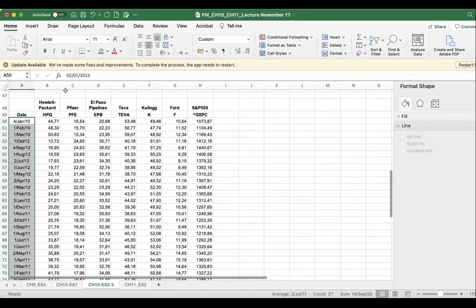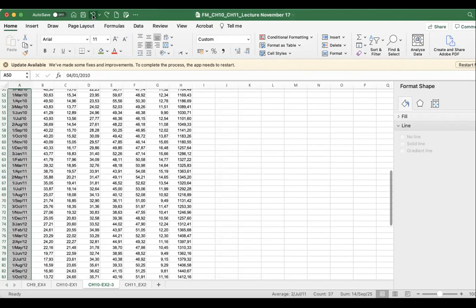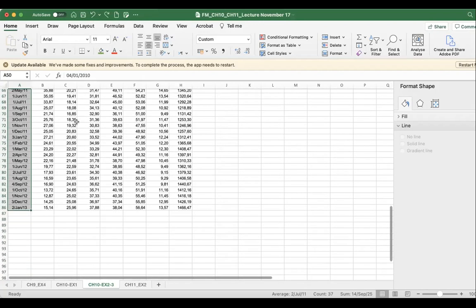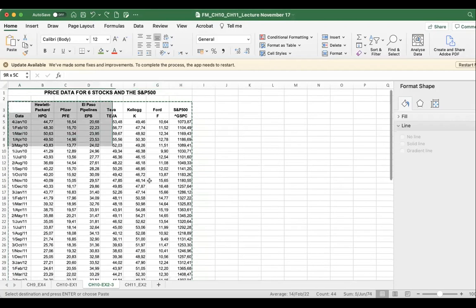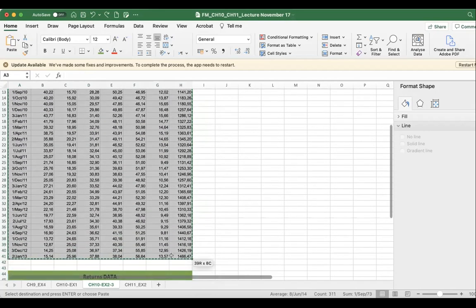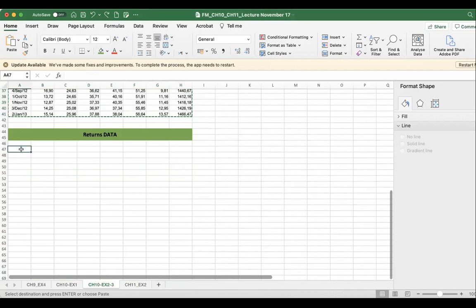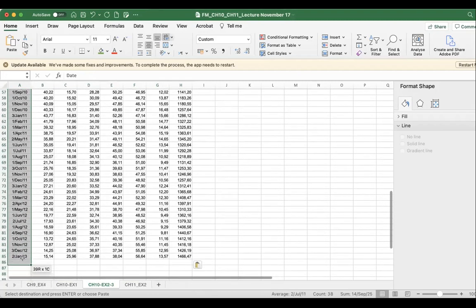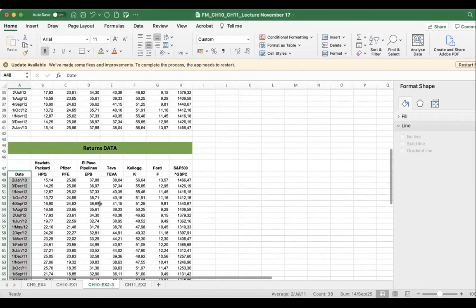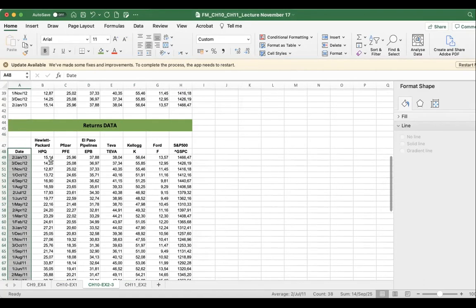Sort oldest to newest. So I have to select all this data. Copy the data here. Date here. Here we are. So now we have the data reordered from the newest to the oldest. So the last row on the first table becomes the first row in the new table.